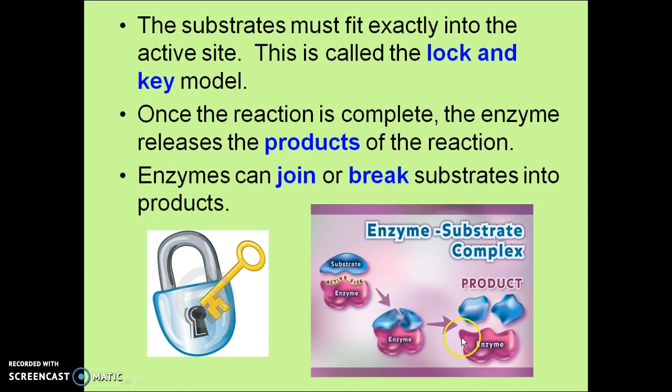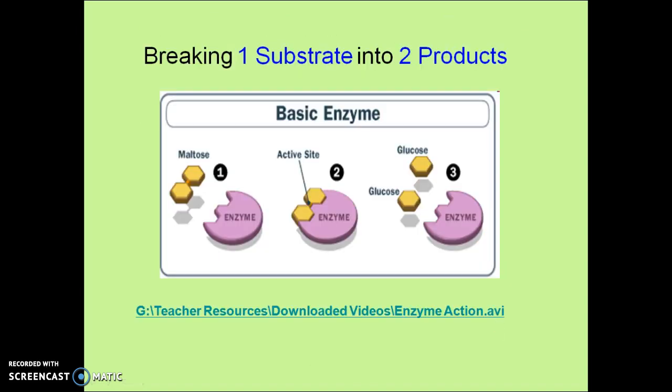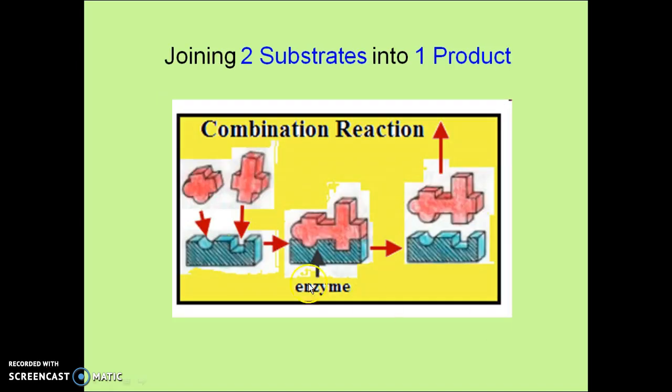Those two pieces are the products of our reaction, and they get released. Notice the enzyme isn't really affected at all by the reaction, so it can be reused for the same job many, many times. So this is an example of where we have a larger substrate that's broken down into smaller products. However, we also can have more than one substrate, like in this example, entering the active site and being joined together by the enzyme to create a larger product. So an enzyme can join substrates together or break substrates apart.